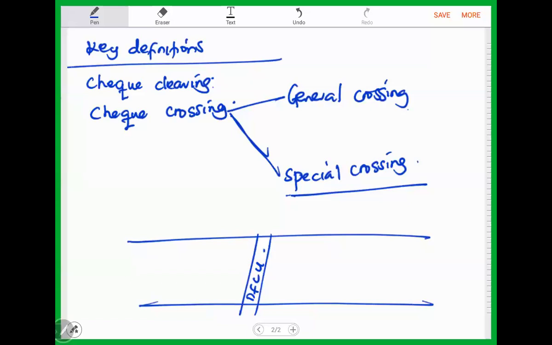But if you have a check which has just parallel lines like this, it simply means it can only be redeemed into a bank account, but it doesn't matter which bank. But it cannot be cashed over the counter. So these two instructions are different. Where the name of the bank is in the two parallel lines, the check can only be redeemed into an account in this bank. Whereas with the two crossings like this, it can be redeemed in a bank account and not using cash.